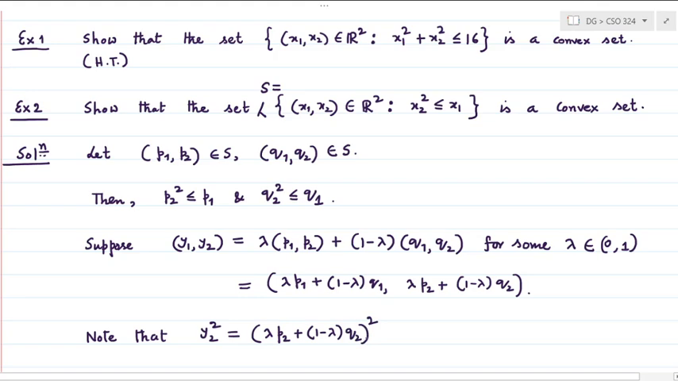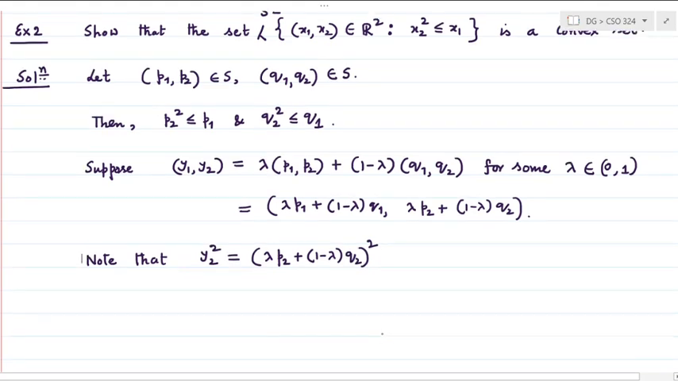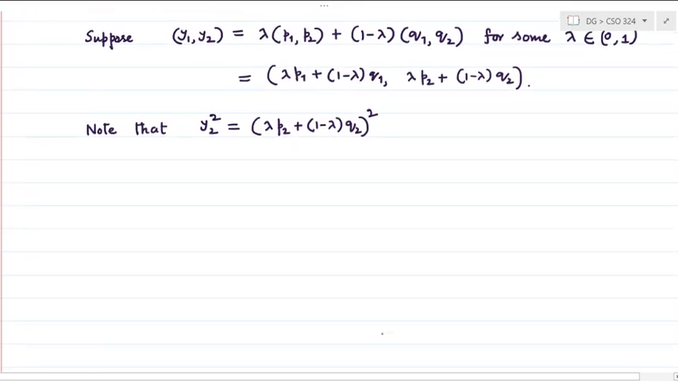q2 square. And let us play with this expression and check whether this is less than y1 or not. This expression is equal to lambda square p2 square plus 1 minus lambda square q2 square plus 2 lambda into 1 minus lambda p2 q2.